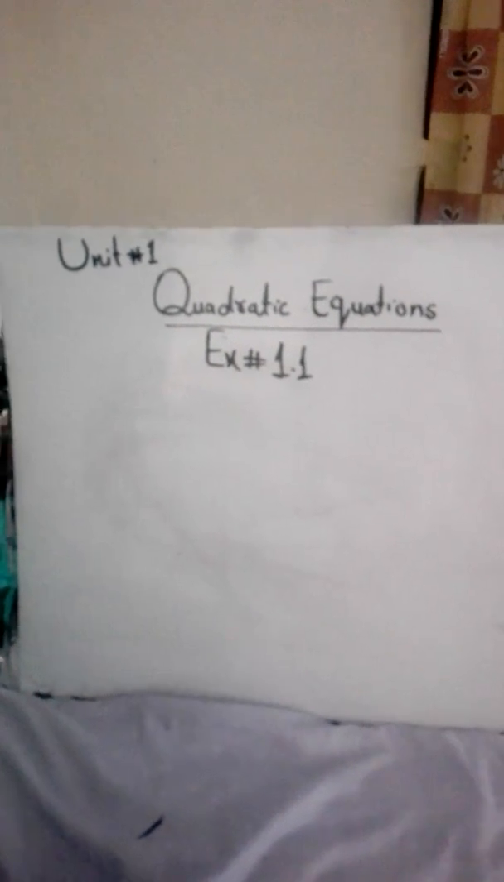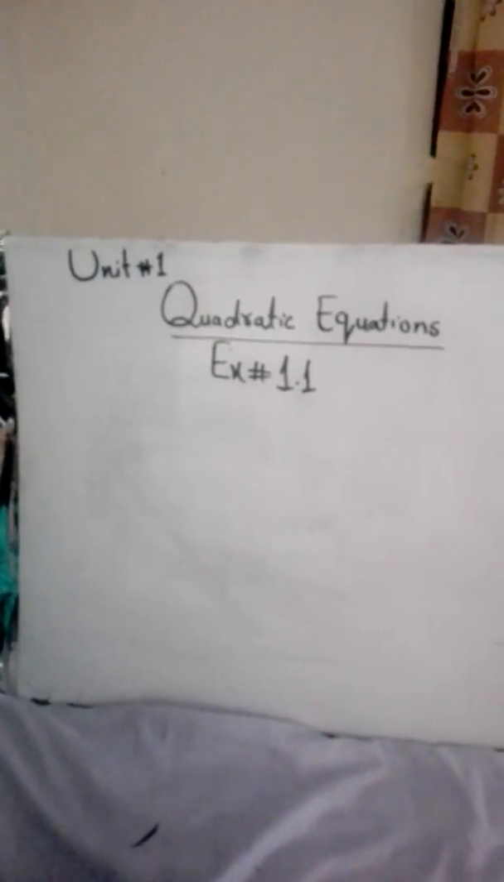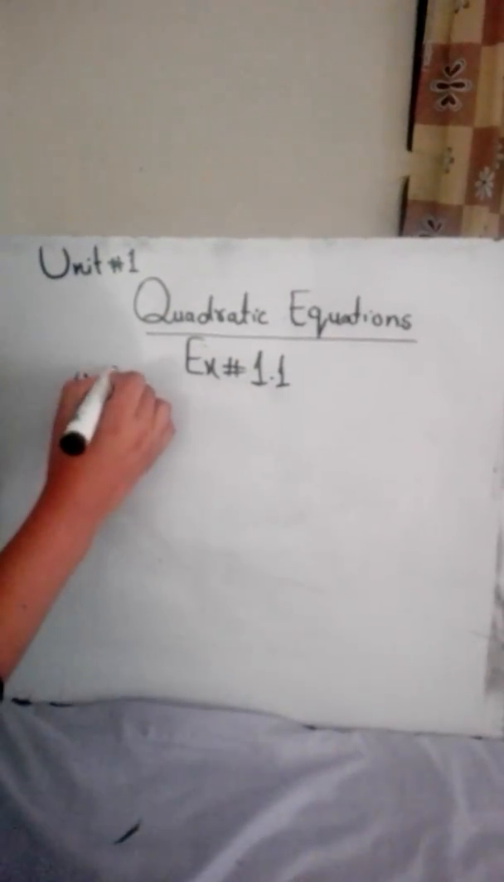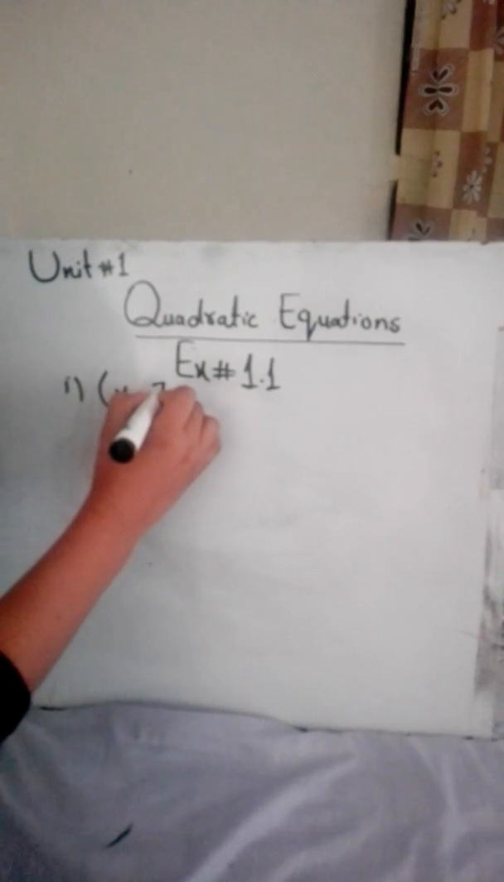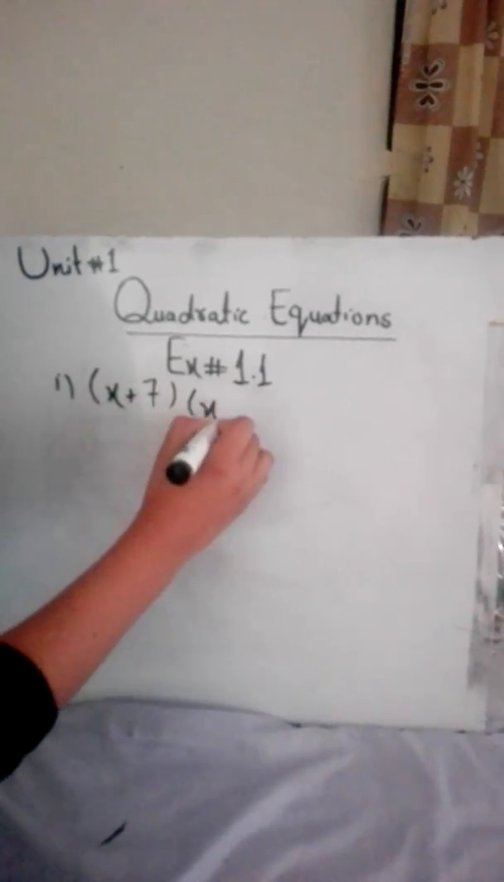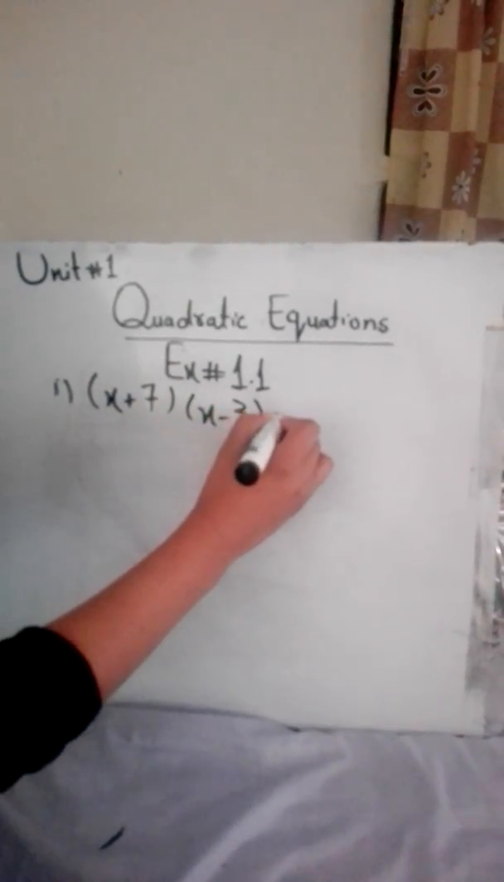Now I am going to start exercise 1.1. Question number 1 is: write the following quadratic equations in standard form and point out pure quadratic equations. First question is x plus 7 into x minus 3 is equal to minus 7.